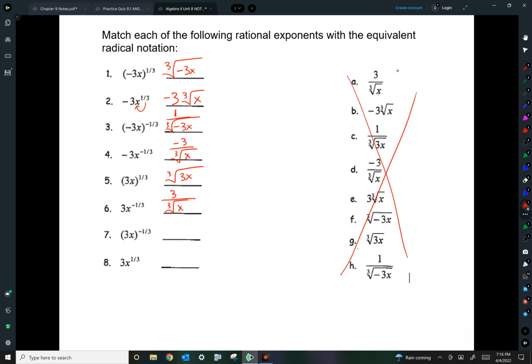So on number 7, the exponent applies to the whole thing, so the whole thing goes to the denominator because of the negative, and then the exponent of 1/3 means cube root. And then number 8, the 1/3 only goes on the x, so the 3 is just a number out in front, and then you have the cube root of x. So they all look very similar, but they're very different. You have to decide, does the exponent apply to the whole thing or just to the x?